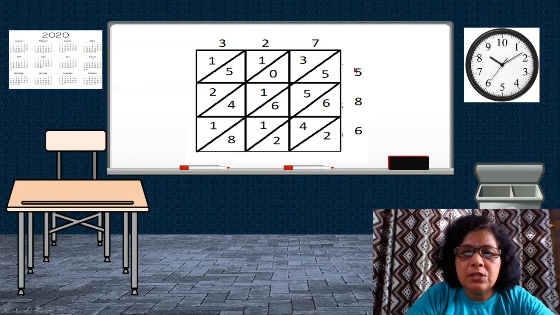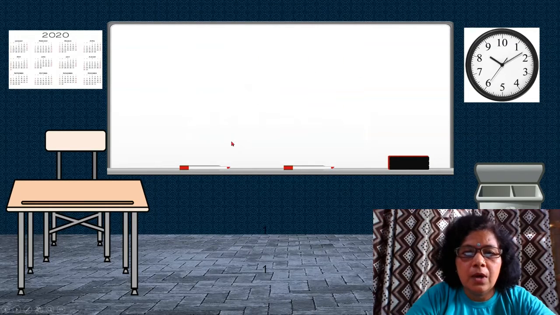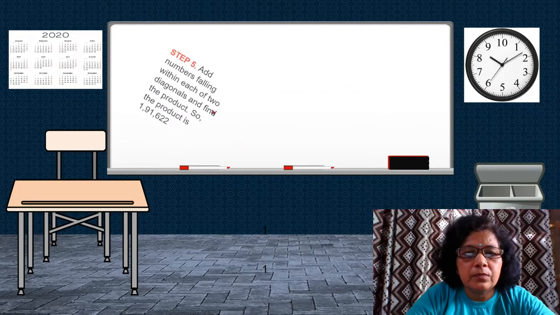2 5s are 10. 1 here, 0 here. 2 8s are 16. 1 here, 6 here. 2 6s are 12. 1 here, 2 here. 3 5s are 15. 1 here, 5 here. 3 8s are 24. 2 here, 4 here. 3 6s are 18. 1 here, 8 here. It's done. Now, last step.